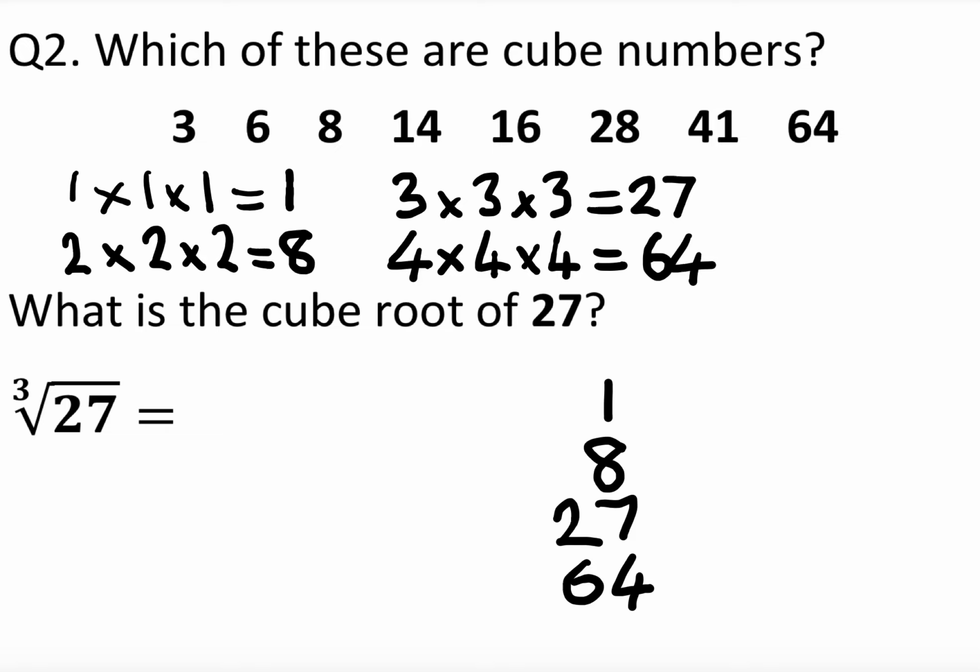So 3 is not a cube number, so we can cross him out. He's not on our list. 6 is not a cube number, so we can cross him out. 8, he is a cube number, so we'll leave him. 14, not a cube number. 16, not a cube number. 28, not a cube number. 41, not a cube number. 64 is a cube number.